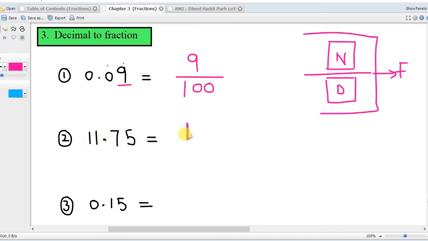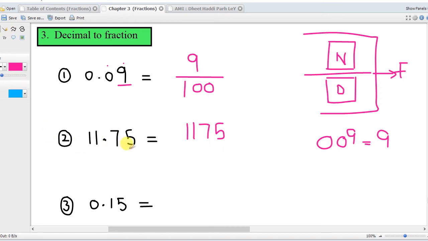So this is 11.75. Write the complete number without the decimal point. In the first case we did not write 00 before. Why? Because the number of zeros before a value does not have any worth or any value. So 009 is equal to 9. Whether to write 0 before the numbers or not, it is the same thing. So that's why we did not write the zeros. Got it?